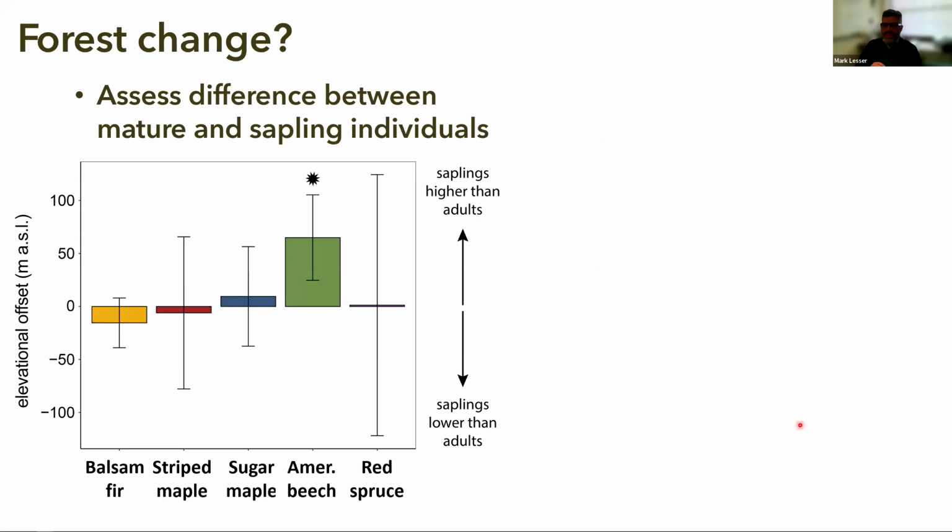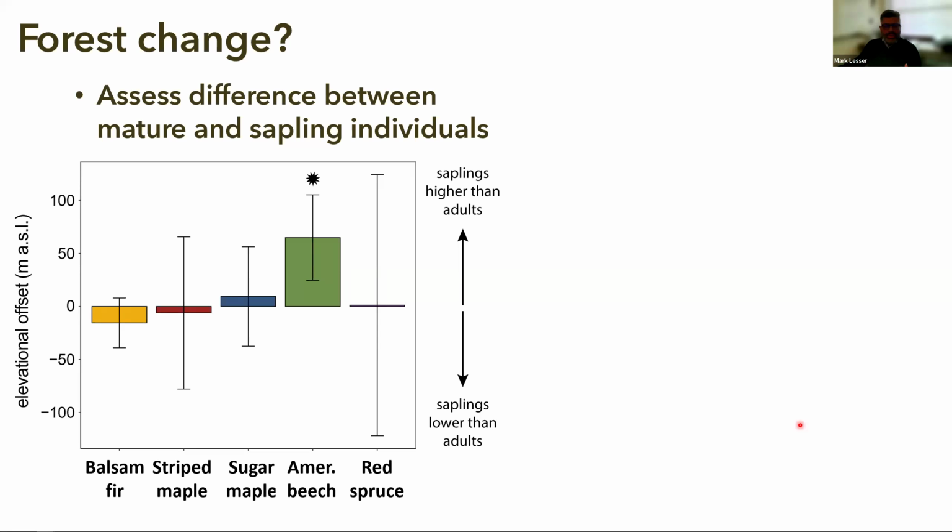And if the sapling distribution is skewed higher than the mature tree distribution, that would suggest that species is moving up the mountain, maybe in response to climate change. If the sapling distribution is skewed to lower elevations than the adult distribution, that would suggest that the tree species is moving down the mountain. And if the distributions line up, it would mean that the species isn't really responding to any factor, whatever that might be, and is just staying put in its current range.